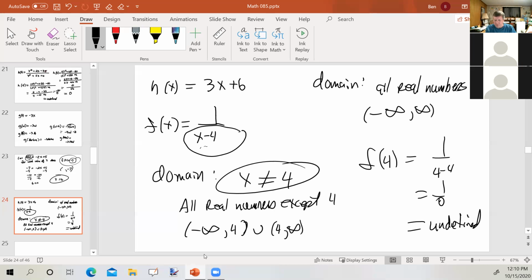Everything from negative infinity up to 4, but parentheses around 4 showing you don't include it. Union symbol, everything after 4 to infinity. So this is everything except 4.